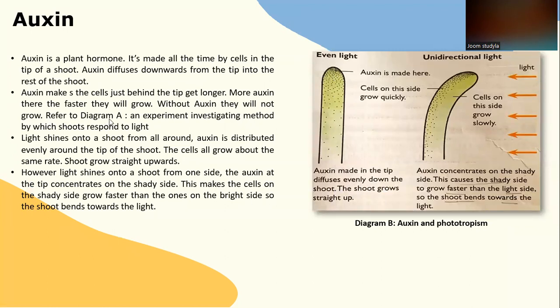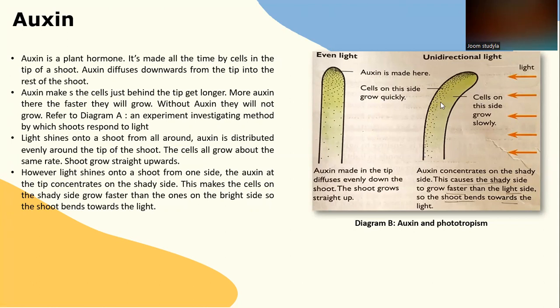Okay, as per the diagram previously, an experiment investigating the method by which shoots respond to light. If you can see here, auxin concentrates on the shady side. These are the auxin. But somehow cells on this side grow slowly, and the light is coming from this side. So this shows that the way the plant moves is towards the light. Okay, this is considered phototropism.